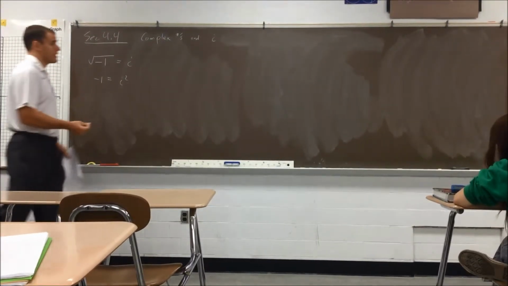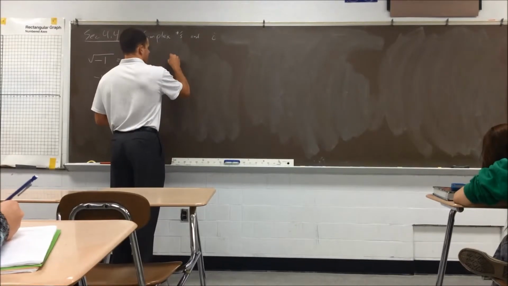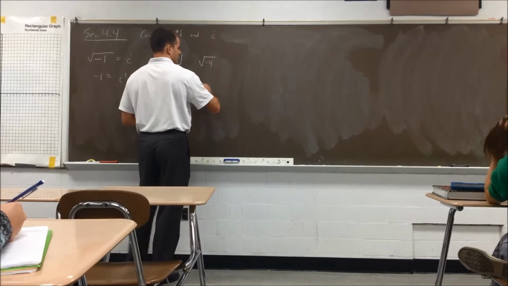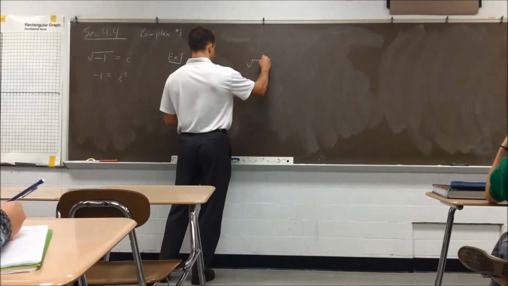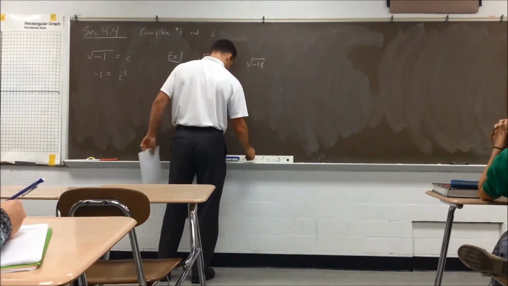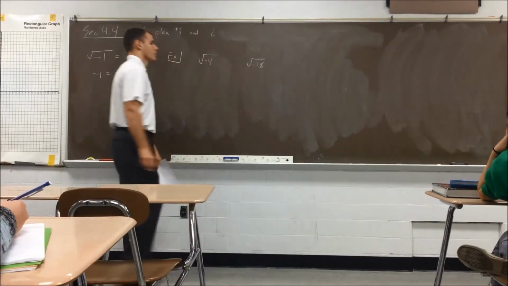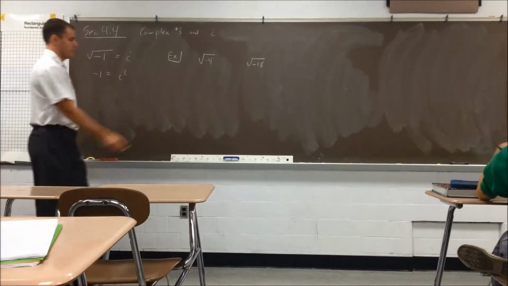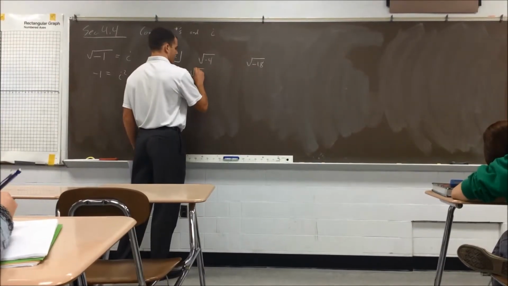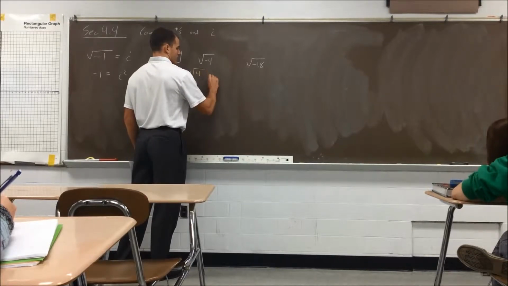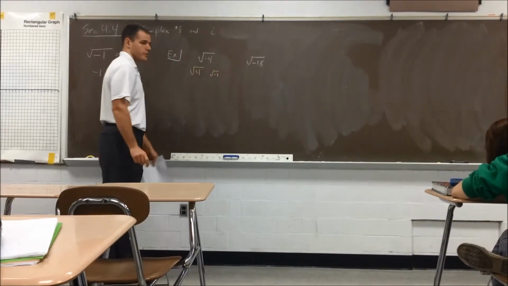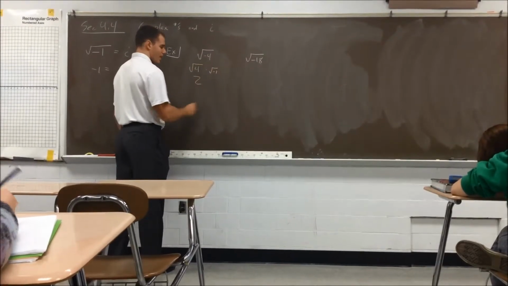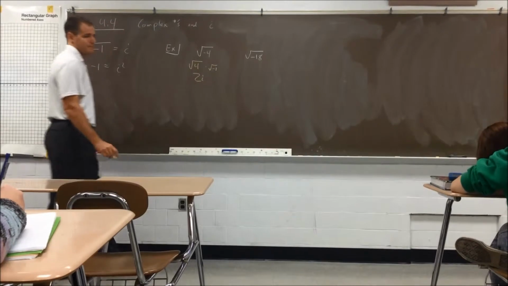So, if Mr. Kuhne were to give you the following, the square root of -4, I want you to simplify that, or if I said the square root of -18. Square root of -4, we could break up into the following: square root of 4 times square root of -1. Square root of 4 is what, everybody? 2. Square root of -1 is? i. 2i.